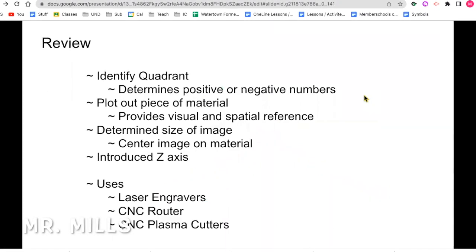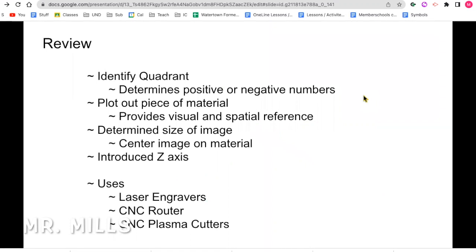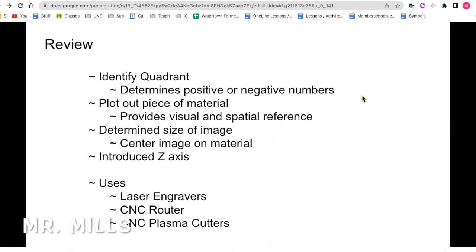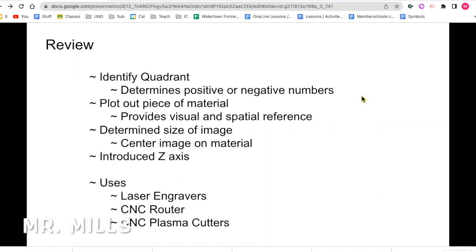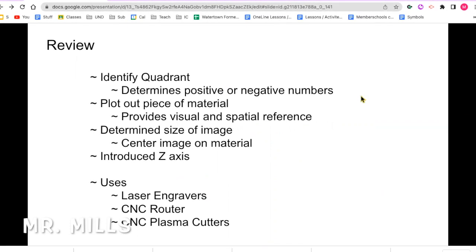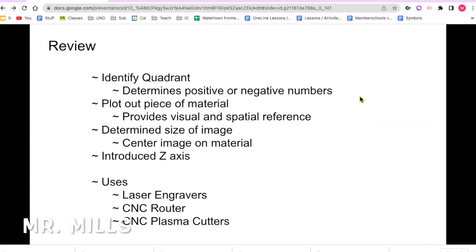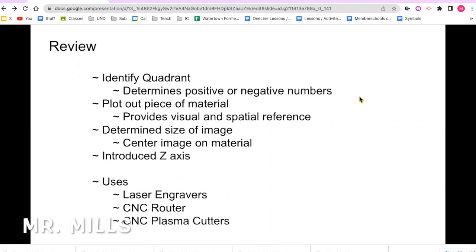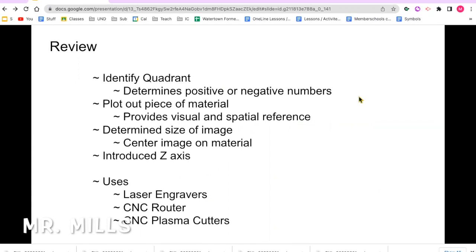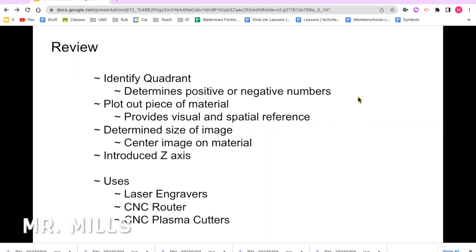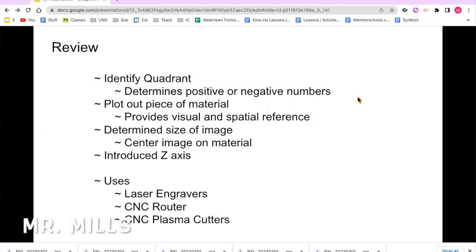So the things we've covered today: we've identified different quadrants. We've determined whether they're positive or negative numbers in those quadrants. We've plotted out a piece of material. This provides us visual and spatial references, so we can visually see how things are laid out. We've determined the size of an image, and we centered that image on the material. We introduced and talked about the z-axis, and we've also talked about different uses where you might see this, such as on laser engravers, CNC routers, and even plasma cutters.